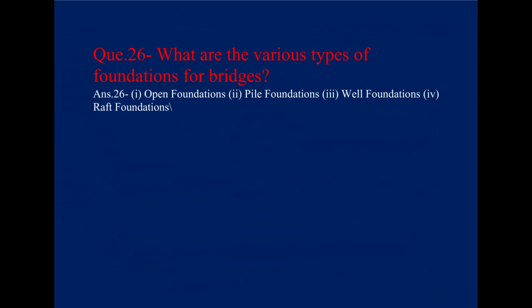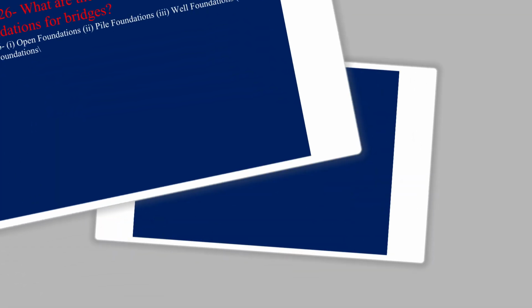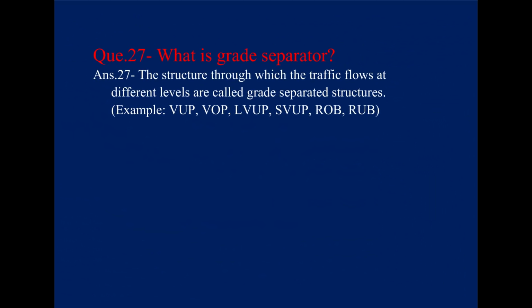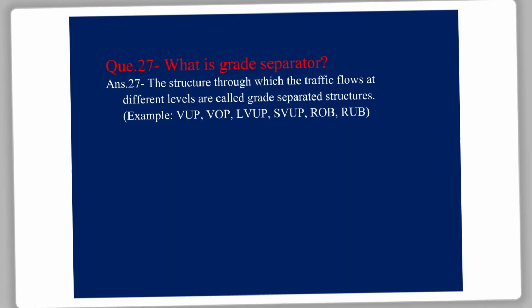Question: what are the various types of foundations for bridges? Answer: 1. Open foundations, 2. Pile foundations, 3. Well foundations, 4. Raft foundations. Question: what is grade separator? Answer: the structure through which the traffic flows at different levels are called grade separated structures. Example: VUP, VOP, LVUP, SVUP, ROB, RUB.